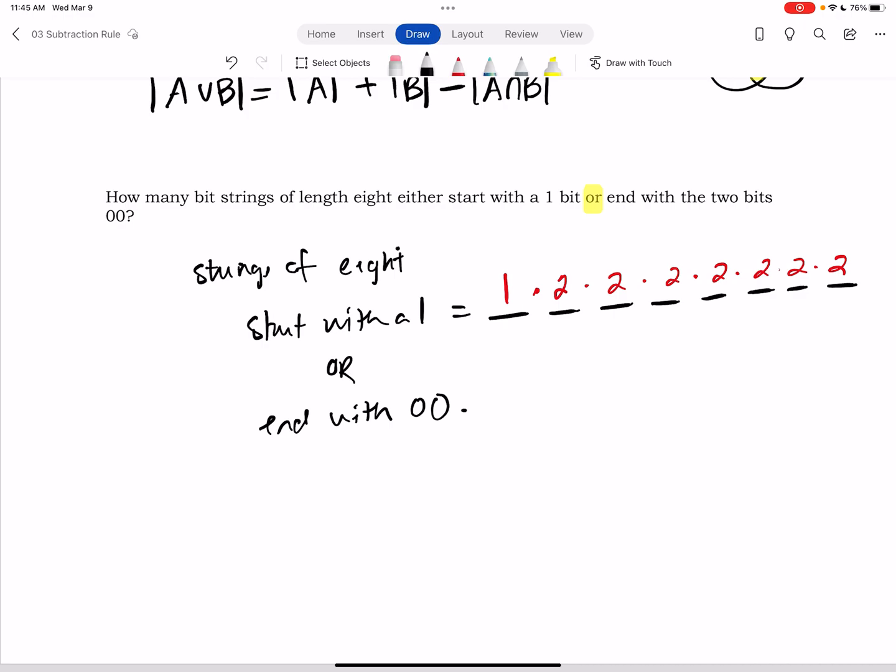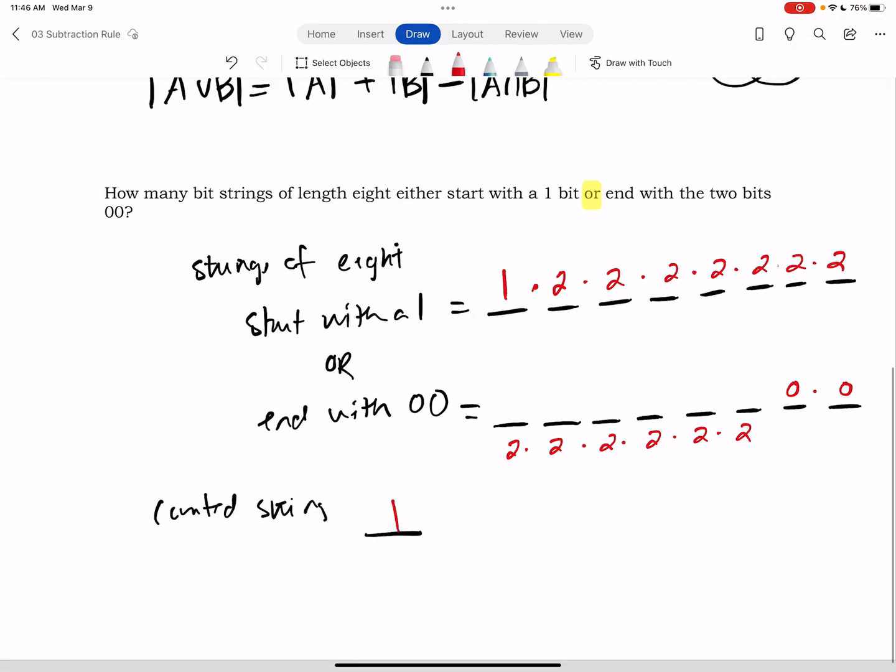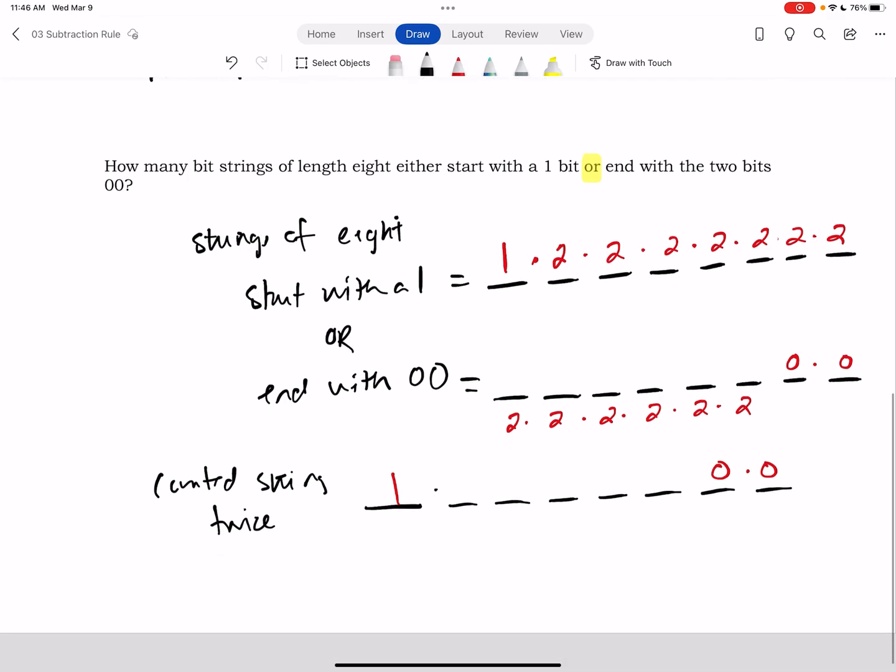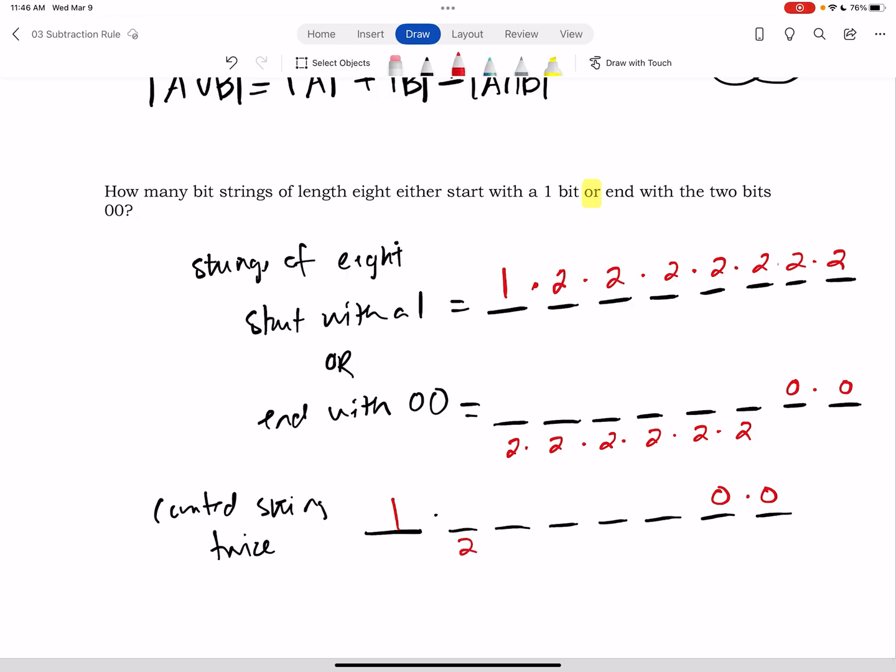Okay, if I'm going to do the ones that end with a 0, 0, again, I have 8 spots, but I need a 0 and a 0 to go here. So how many choices do I have left for the other spots? I can put 2 different choices in there. But what happens is I've counted the string that starts with a 1 and ends with 2 zeros twice. So I have to subtract off how many of those there are. So 2 choices here, 2 choices here, 2 choices here, 2 choices here, 2 choices here.